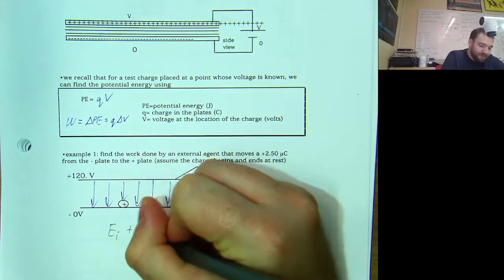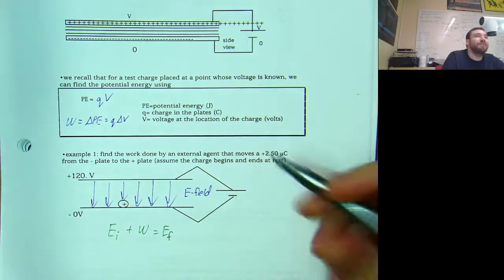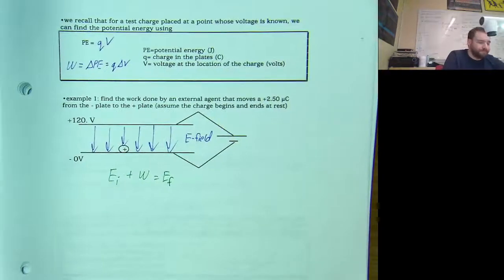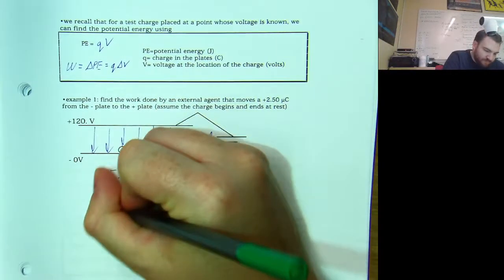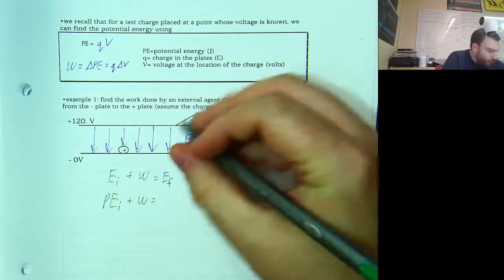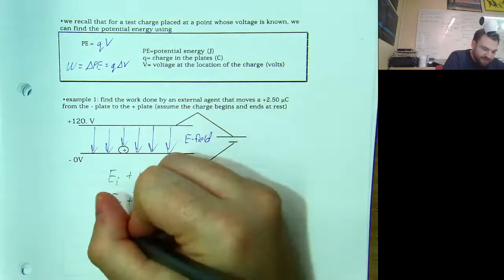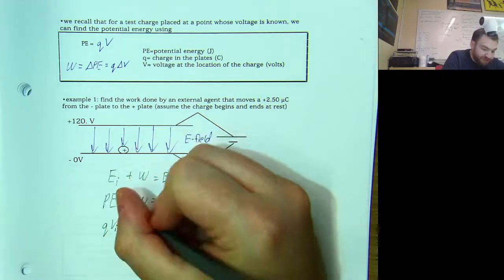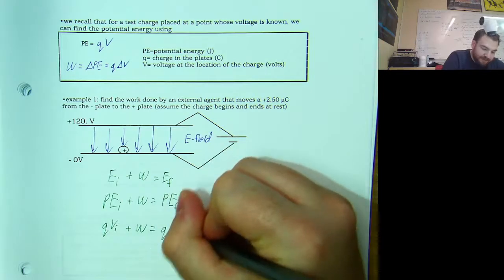So we can set it up the same way we did before. Energy initial plus work equals energy final. We also don't know how far these plates are, so we can't use work equals force times distance. Looking at where this thing is, it may or may not have some potential energy at the beginning. We're going to do some work, and there's some potential energy at the end. Potential energy initial is given by Q times the voltage initial. V stands for voltage, not velocity at this point. Times Q voltage final.